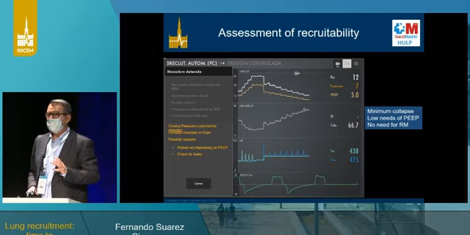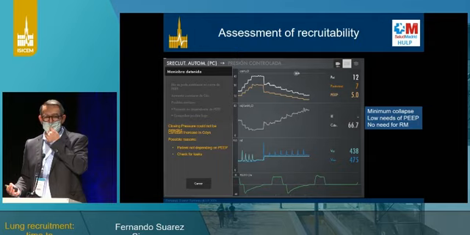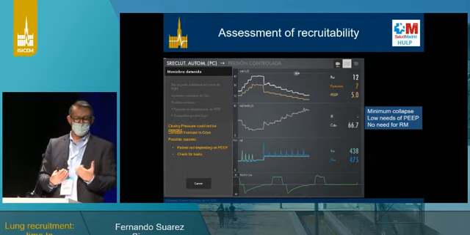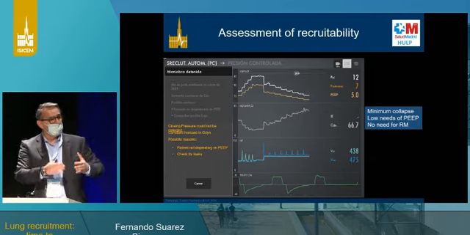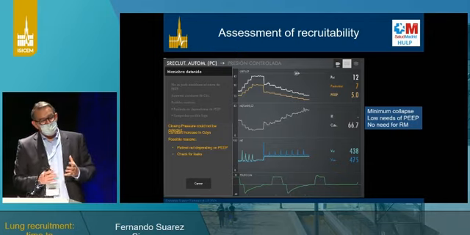Another interesting feature of this tool is that we are seeing things that we usually did not see. And it's not only seen by me when I'm at the bedside, but it's seen by anyone that can record this. And this is a very clear behavior of the lung.